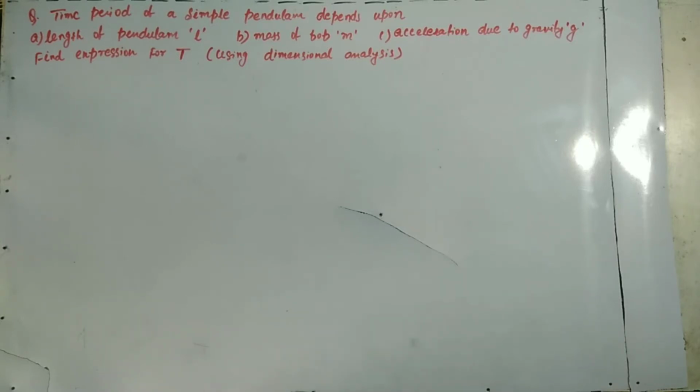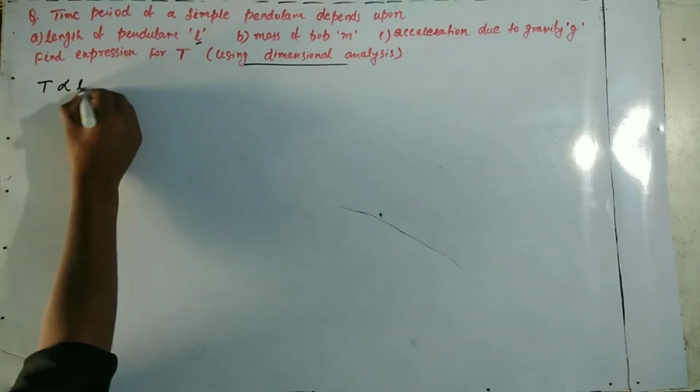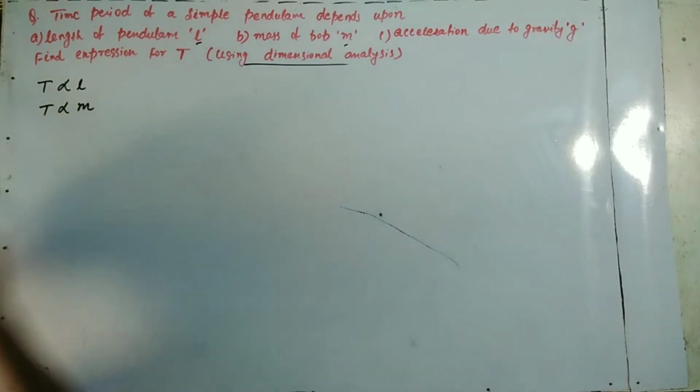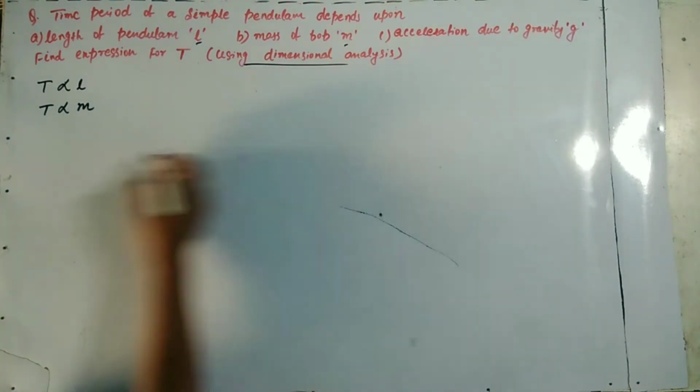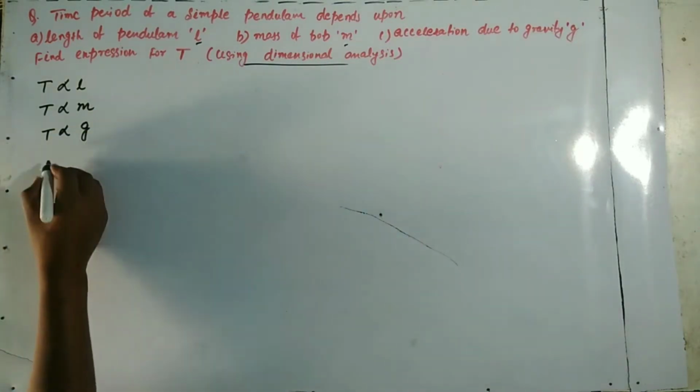In the question, time period of a simple pendulum depends on length of pendulum, mass of bob and acceleration due to gravity G. We have to find the expression for T. Here, time period depends on length of pendulum, so T is proportional to L. Next, it depends on mass of pendulum, so T is proportional to M. And it also depends on acceleration due to gravity, so T is proportional to G.